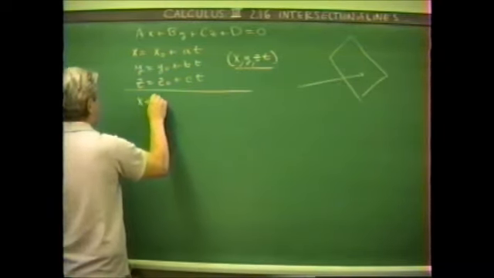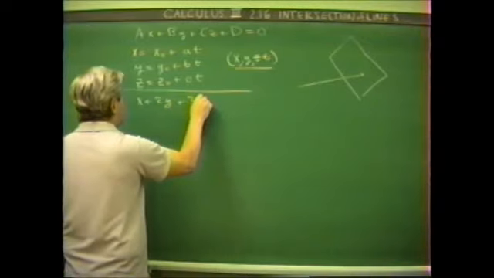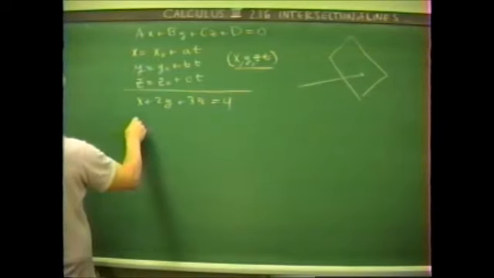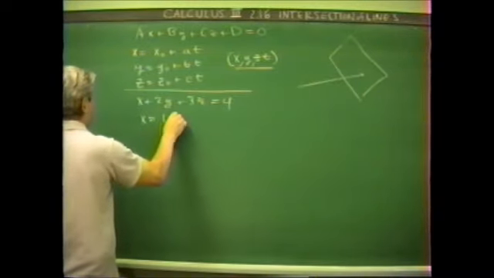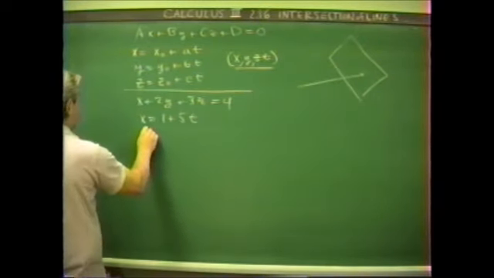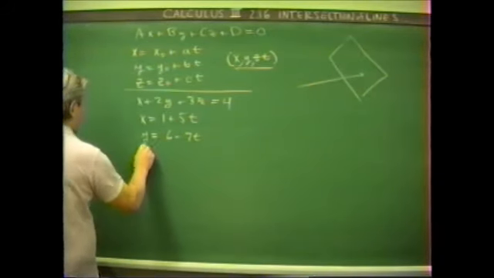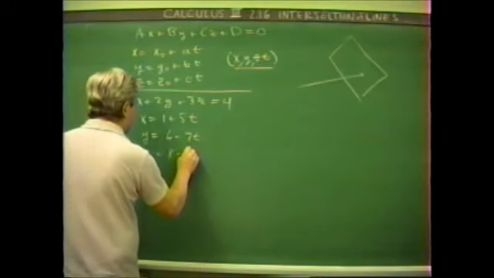Let's suppose we look at x plus 2y plus 3z is equal to 4. And now let's suppose that x is equal to 1 plus 5t. Say y is equal to 6 minus 7t. And z is equal to 8 minus 9t.